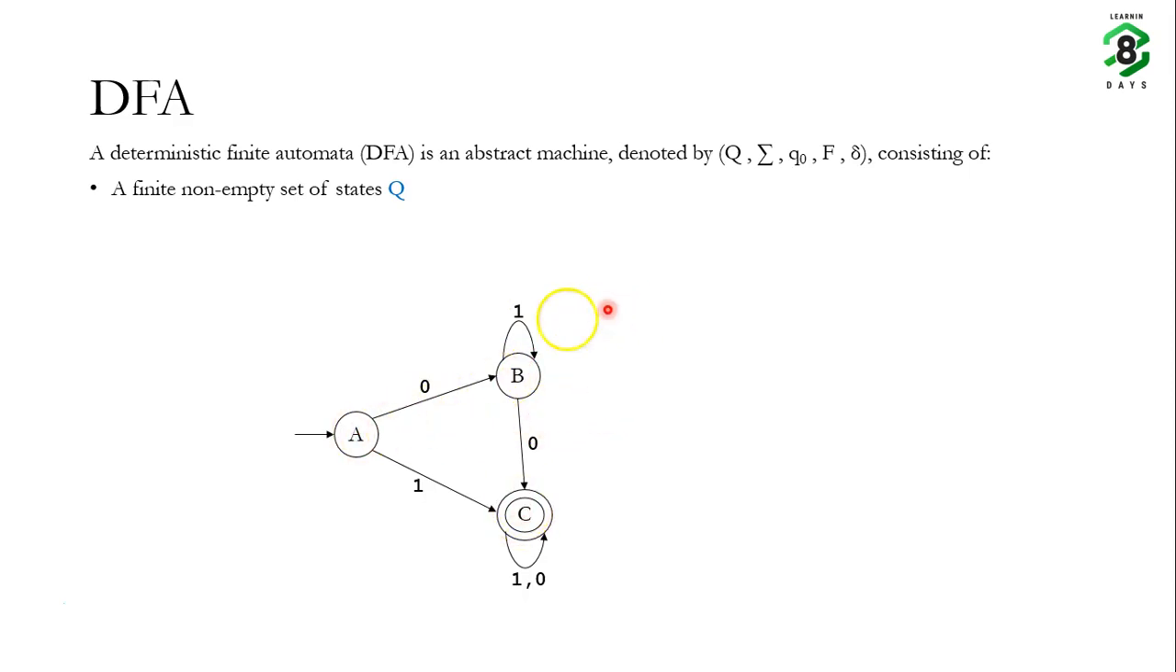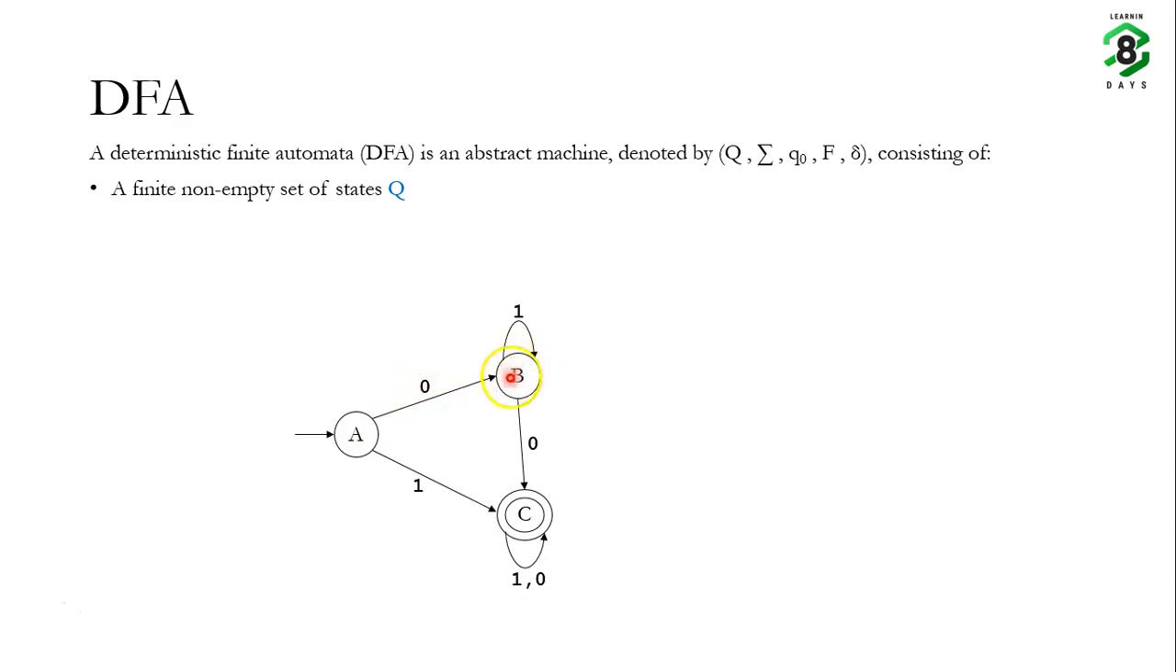Okay. So a state is a representation of memory. For example, suppose the machine is currently in state B. So if I ask you, can you tell me what was the last input? Would you be able to answer that question? The answer is yes. You will tell me the last input was 0.